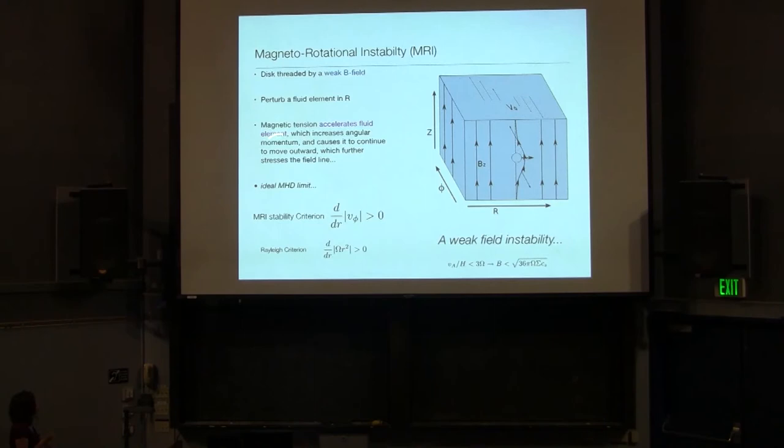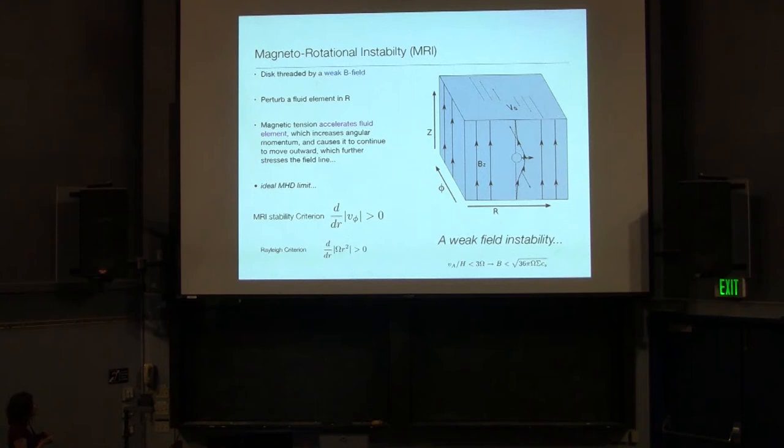This is a weak field instability. If you have a disk that is threaded by a vertical magnetic field and you perturb a fluid element outward in radius, basically the magnetic tension accelerates the fluid element, which increases its angular momentum, and that causes it to try to continue to move outward, which further stresses the field line. So you can see how this is a runaway effect that's going to lead towards outward transport of angular momentum.